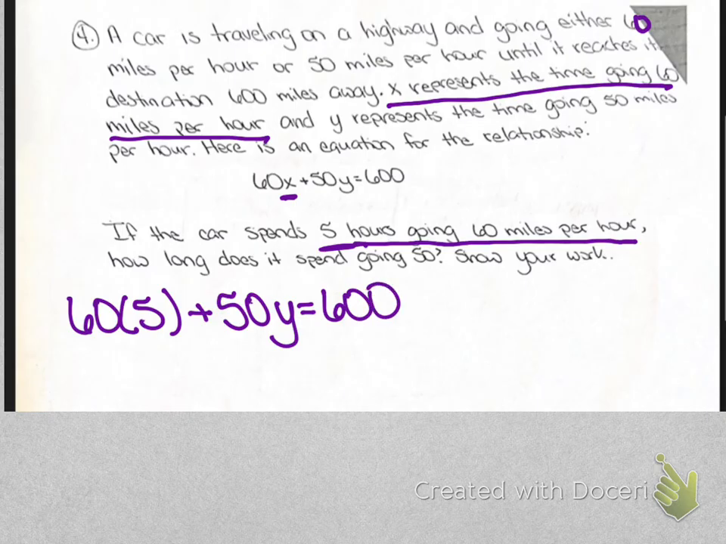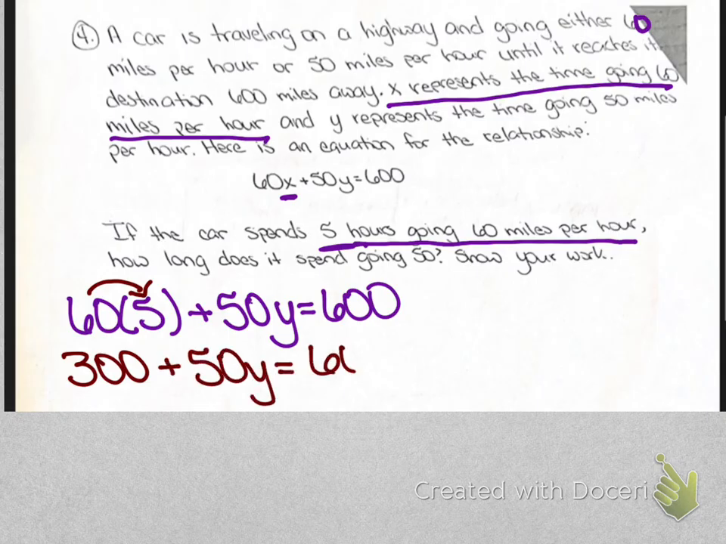Okay. Y represents the time we're going 50 miles per hour. That's why Y is the variable we're going to end up solving for, because we want to know how long we spent driving 50. So we're going to solve this equation. Remember, you always want to get rid of any parentheses first, so we're going to do that first. This is our distributive property. We're going to multiply the 60 times the 5. So 60 times 5, that's 300 plus 50Y equals 600.